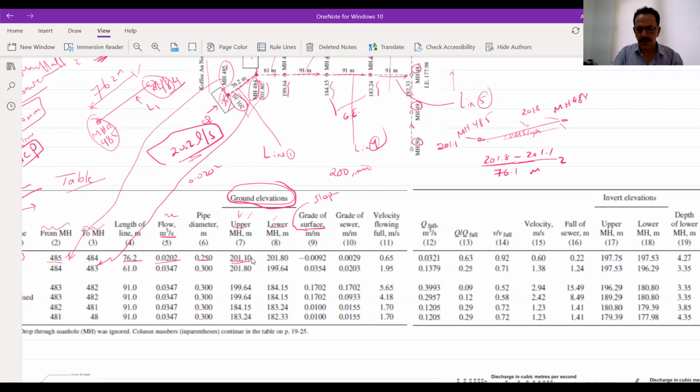Sorry, it will be 201.1 minus 201.8 divided by 76.1. So we have about minus 9.1 times 10 to the power minus 3. And this negative means that we are going from low elevation to higher elevation. It means that we are rising. Okay, this is the 9.2.